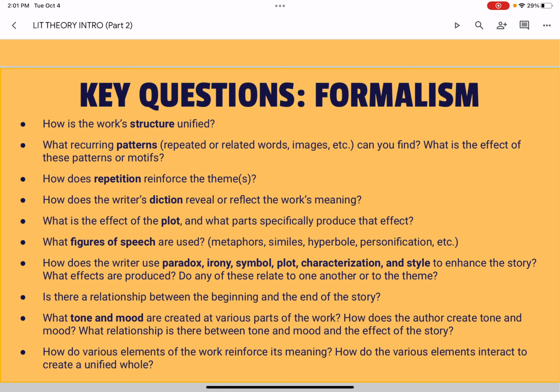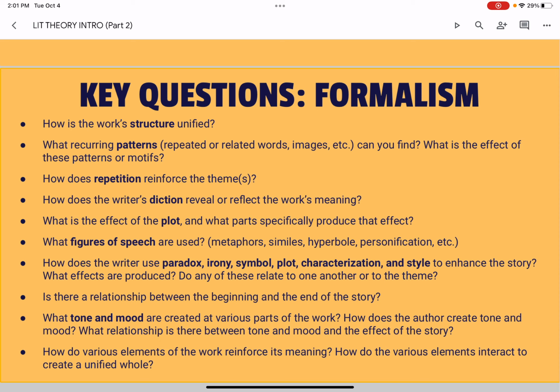For example, if we're reading a satirical piece, the tone might be comical, but the mood, depending on how you feel, might be invigorating. It might also be guilty, especially if the thing being satirized is something that you are guilty of. So sometimes they aren't always overlapping.